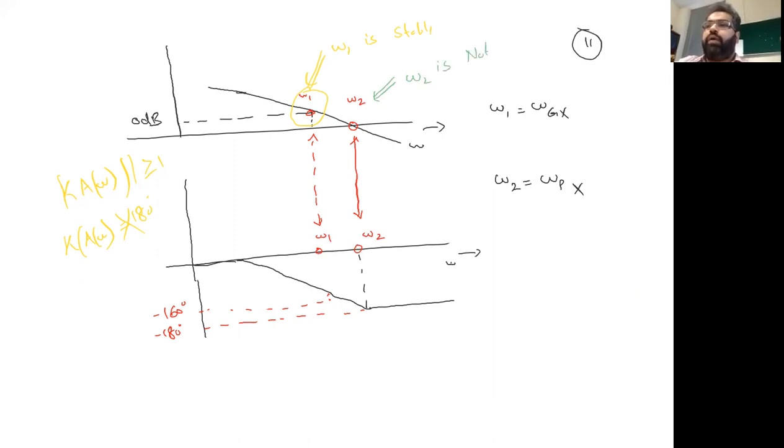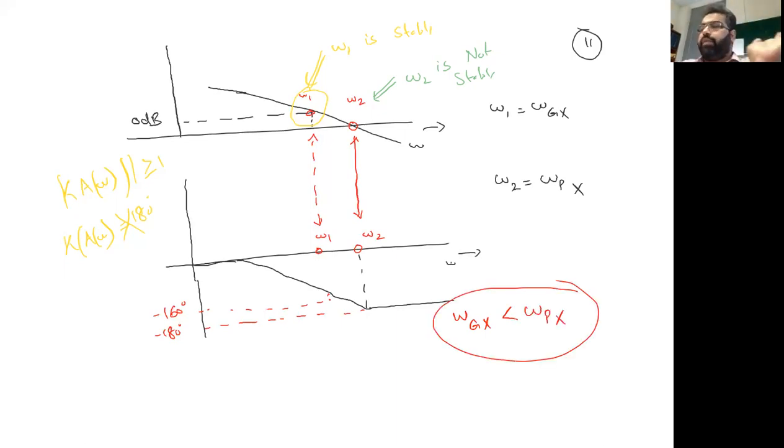That's why we can directly use this criterion: for a stable system, the gain crossover frequency should be less than the phase crossover frequency. If this happens, I am fine. If it doesn't happen, definitely my system is not stable, and I need to work on my circuit to improve it.